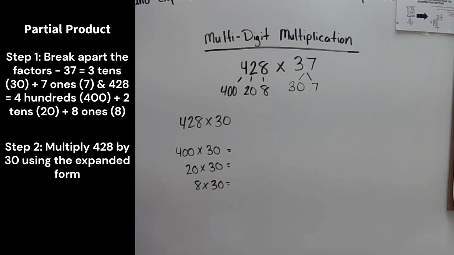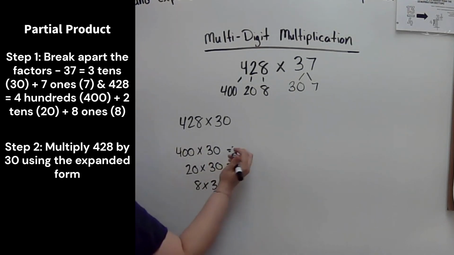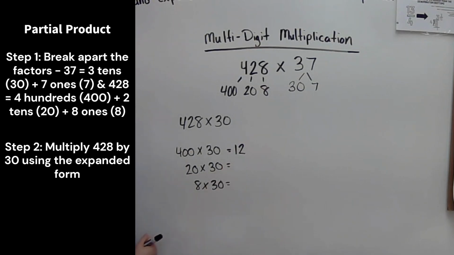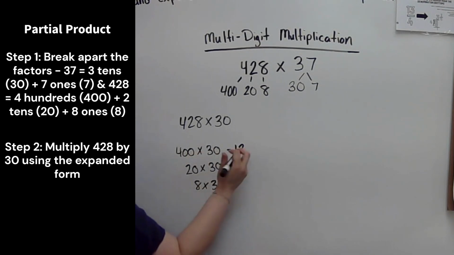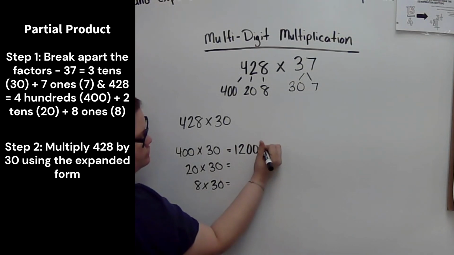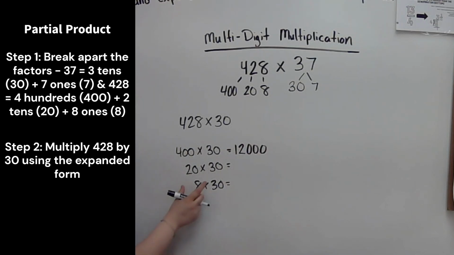I'm going to multiply the digits first, starting with the 4 and the 3 to make it a little bit easier. So I have 4 times 3, which is 12. Now I'm going to go back and add my zeros. I have 1, 2, 3. I'm going to do the same thing for 20 and 30.